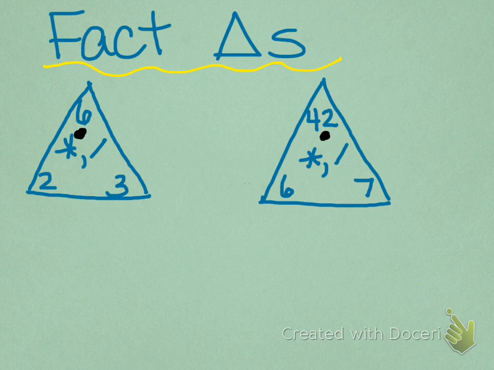If I look at the second triangle, I can cover up the 42, and I would have 6 times 7 equals 42, or the turnaround fact, 7 times 6 equals 42. And then when I'm ready for division, I can cover up the 6 and do 42 divided by 7 equals 6, or I can cover up the 7 and do 42 divided by 6 equals 7. So again, you're going to be cutting out those cards in class. You're going to practice your facts, and you need to know those.